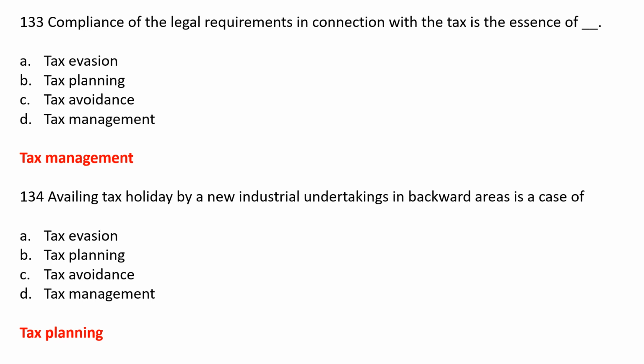Availing tax holiday by a new industrial undertaking in a backward area is a case of option A tax evasion, option B tax planning, option C tax avoidance, option D tax management. The correct answer is option B tax planning. Availing tax holiday by a new industrial undertaking in a backward area is a case of tax planning.